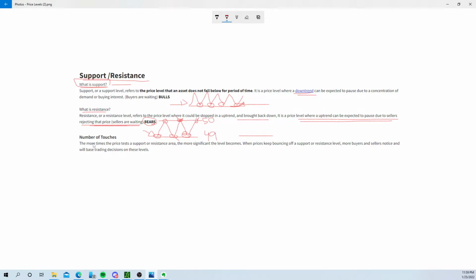The number of touches: the more times the price tests the support or resistance area, I just went over that, the more significant the level becomes. When the price keeps bouncing off a support or resistance level, more buyers, which is support, and sellers notice and will base trading decisions on those levels. So now let's go back.